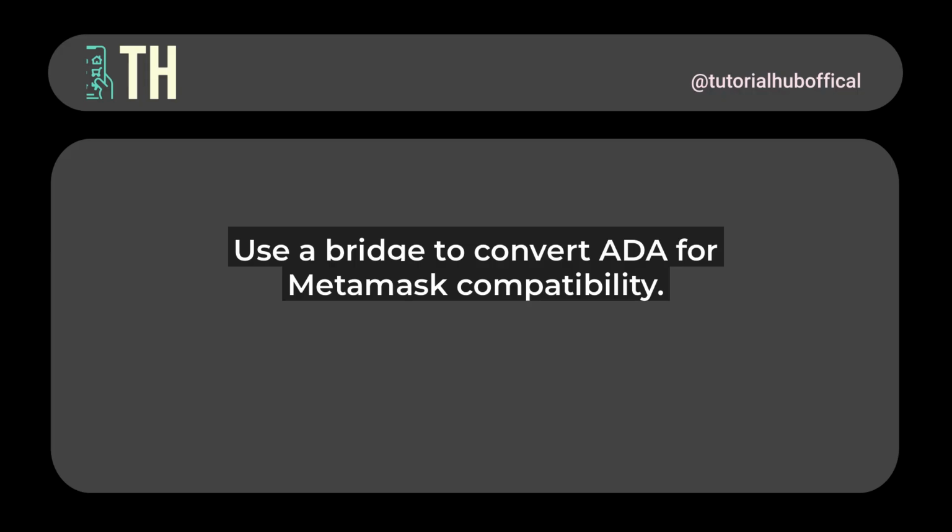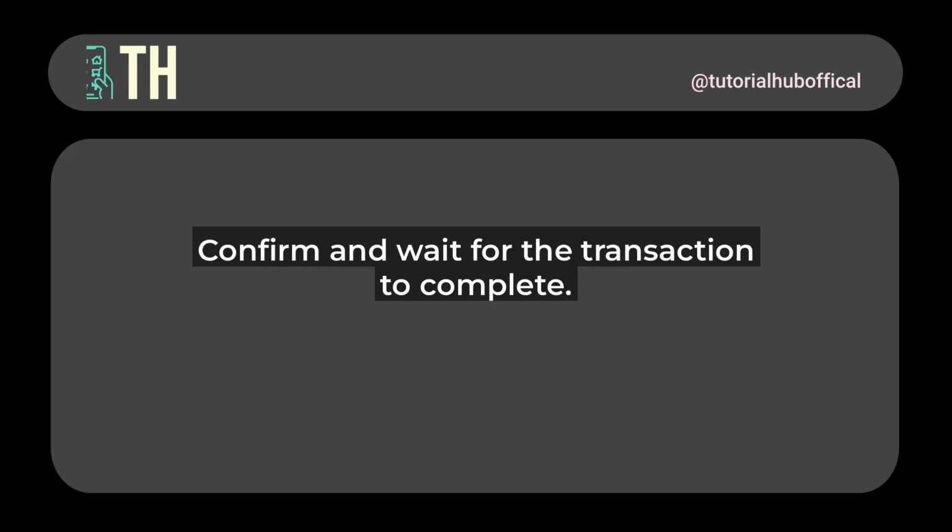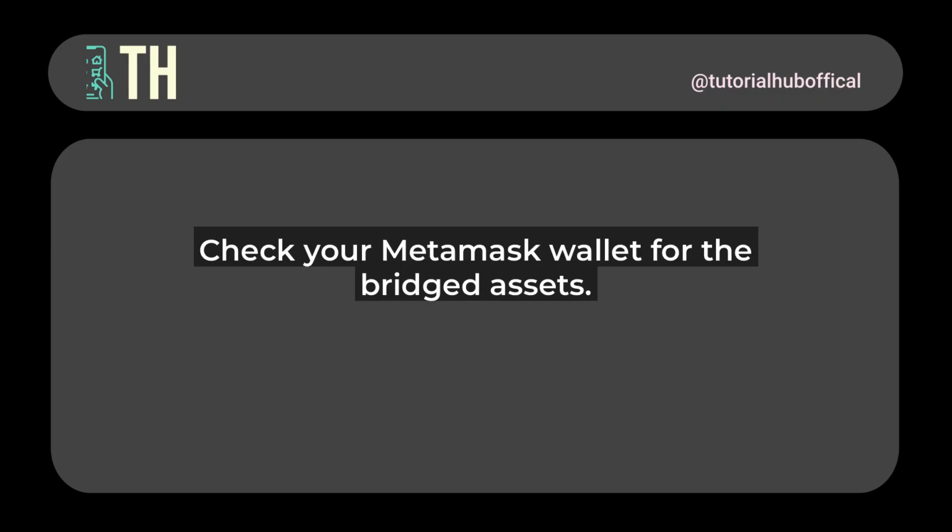Once your ADA is in your Cardano wallet, you can bridge it to Ethereum. Use a bridge like Wormhole or Multichain to convert your ADA into a wrapped version, like WADA, that works on Metamask. Transfer it to your Metamask wallet, and boom, you're all set. Always double-check addresses to avoid any mishaps. There you have it, folks. Withdrawing Cardano from Kucoin to Metamask might involve an extra step, but it's totally doable.